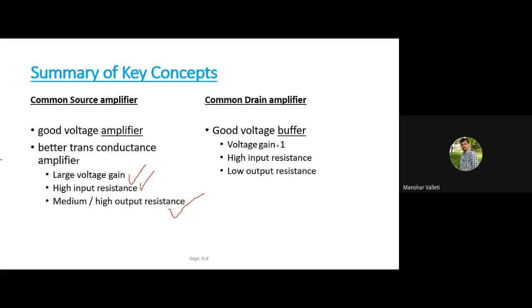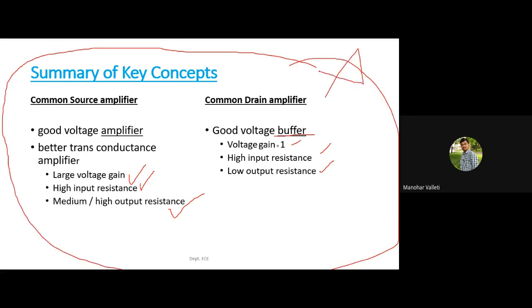If you see the common drain amplifier, instead of calling it an amplifier, we can say it is a buffer, because whatever is there as the input is available at the output. It gives a voltage gain almost equal to 1, high input resistance and low output resistance. So try to remember, this slide is very important. Try to remember properly, which will give you clarity on what the common source amplifier is and what the common drain amplifier is.